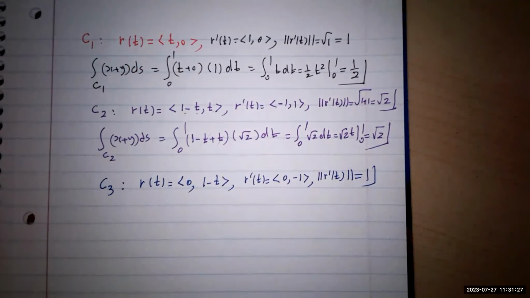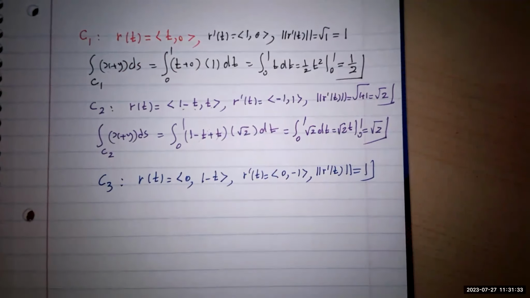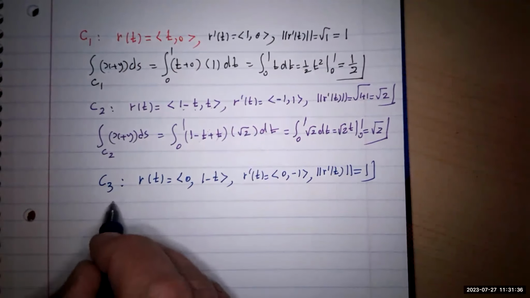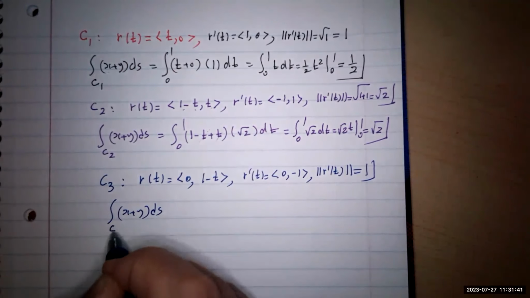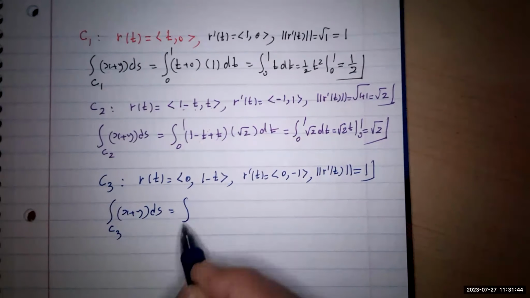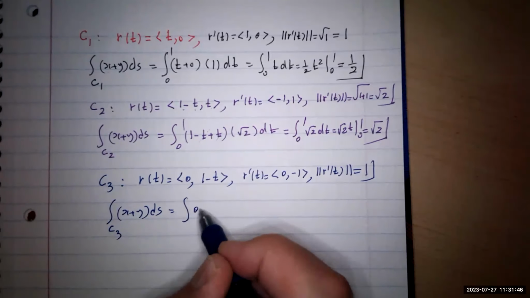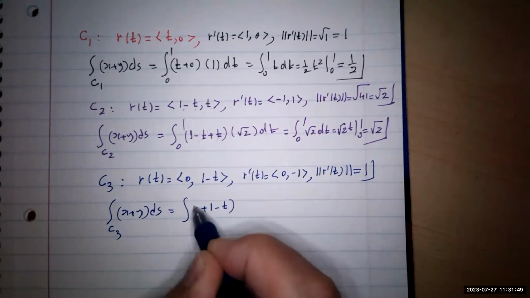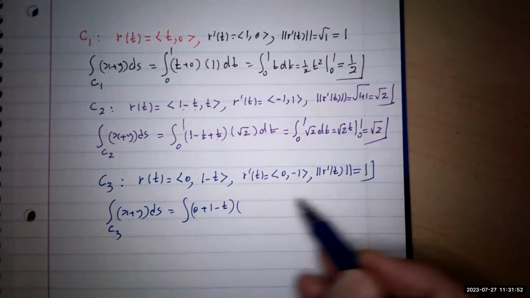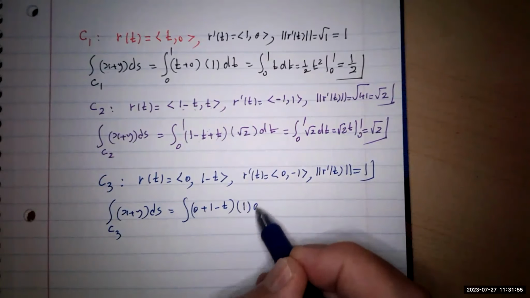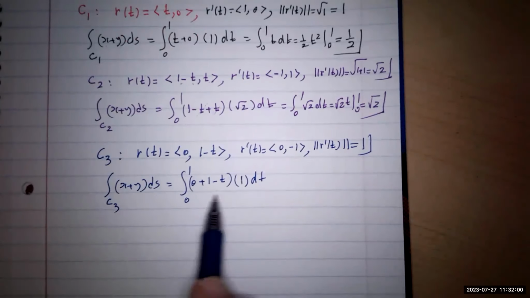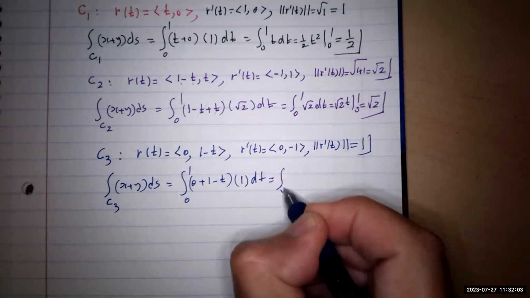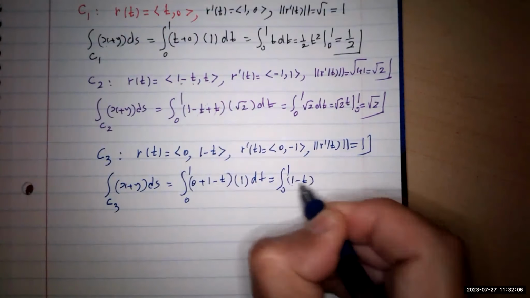Then we get C3. Okay, so what's going to be the integral over C3? So you get the integral of x plus y ds over C3. Your x is 0 and the y is 1 minus t, times the norm of r prime of t, which is equal to 1, and dt from 0 to 1. Okay, easy integral to apply. So it's going to be the integral from 0 to 1 of 1 minus t dt.